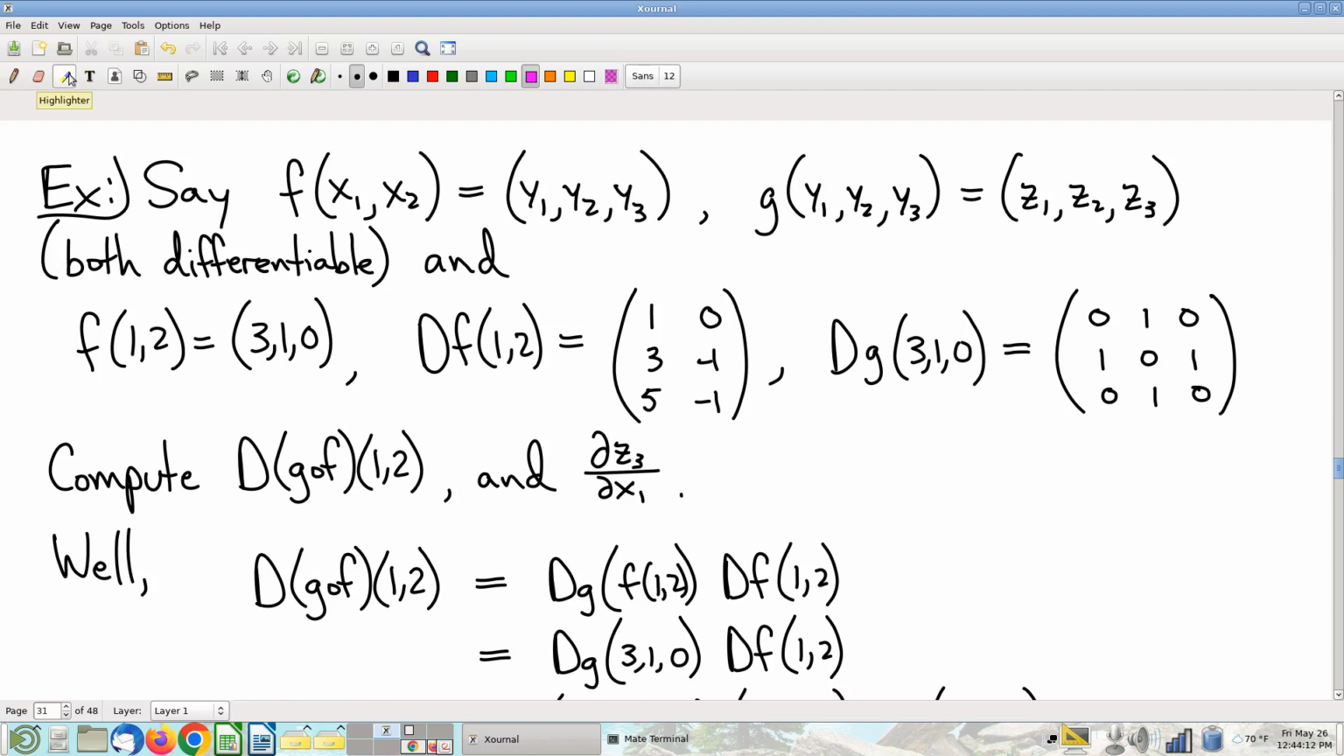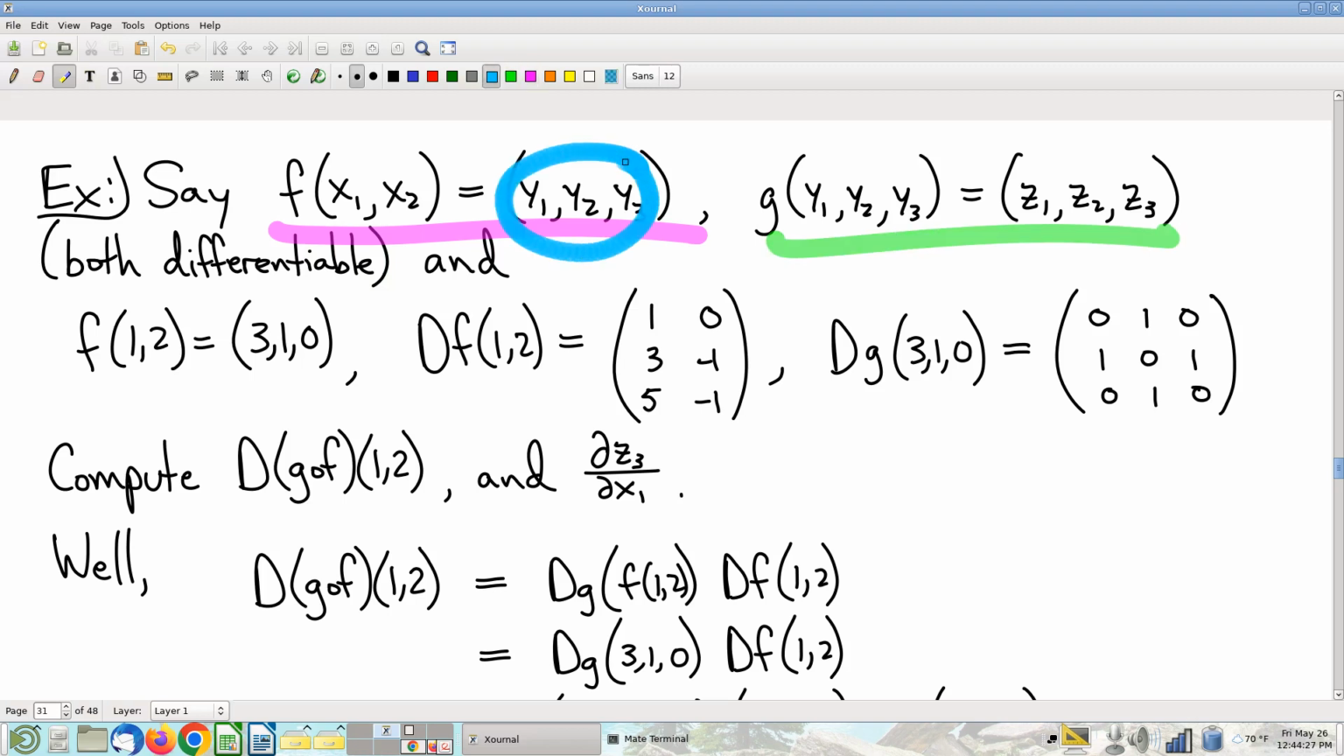Okay. All right. Okay, so example. Now here's a couple of functions. The function f takes x1 and x2 as its inputs, gives us y1, y2, y3 as outputs. This next function g takes those outputs, the things that came out of f, then are the things that go into g. So this is, of course, what happens when you compose functions. F is acting first. Whatever its outputs are, g acts second on those outputs. And then G produces z1, z2, and z3. Okay.